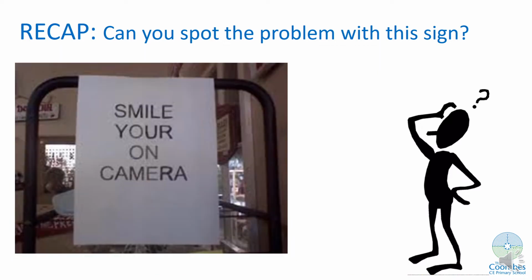What about this sign? What's the problem here? Just one mistake this time. Smile, you're on camera. Well, the you're should be you are. Smile, you are on camera, which should be you apostrophe RE to show the contraction, to show that two words have been squashed together and there's a letter missing. I wonder if you spotted all the mistakes. Well done if you did.